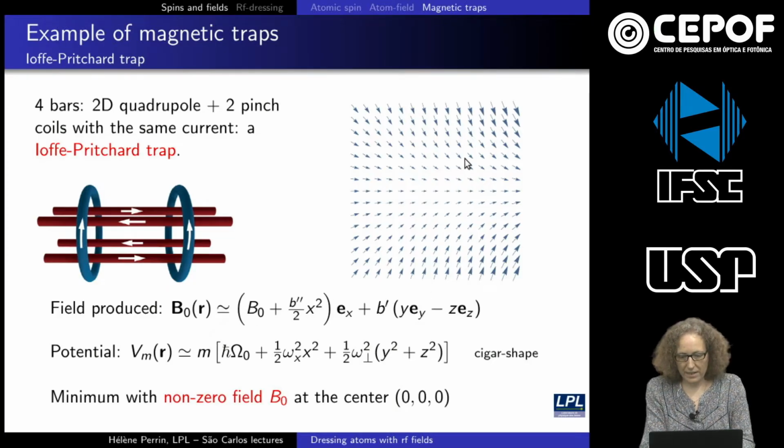So in the xz plane, the field has this shape, and in the center where the amplitude of the field is minimum, there is a non-zero magnetic field with a direction along x. If we look at the corresponding potential, we can make an expansion and we find that it is harmonic with a cigar shape, with a trap frequency which is much larger in the radial direction than in the longitudinal direction. So this one has a non-zero minimum near the center.